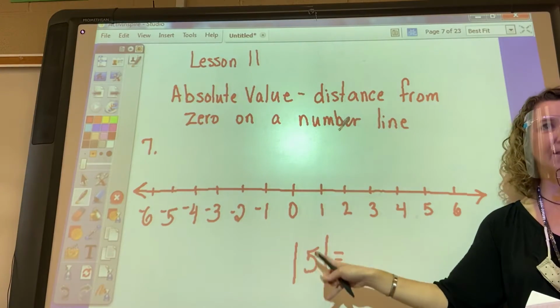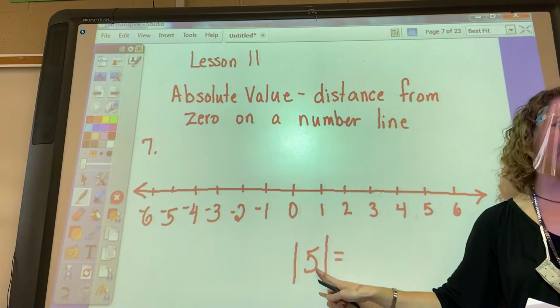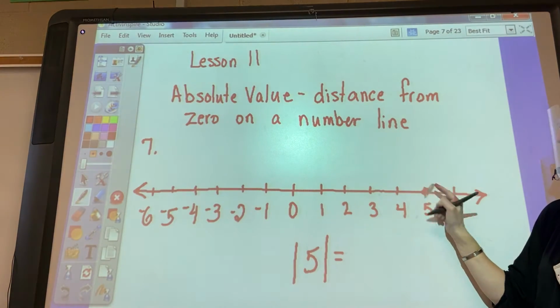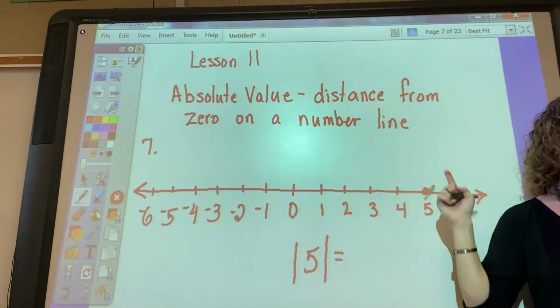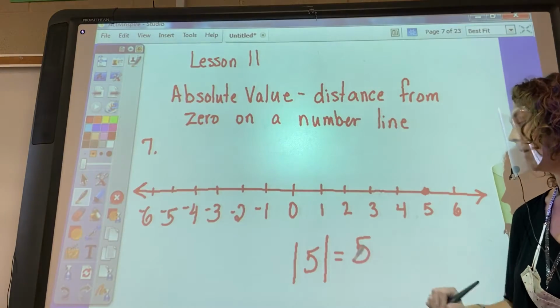Okay, so the absolute value symbol is these two straight brackets. It kind of looks like parentheses, but it's just two straight lines and the numbers inside. So this would mean the absolute value of 5. So if I looked at 5 on the number line, how many steps would I take to get back to 0? I would take 5 steps. So the absolute value of 5 is 5.